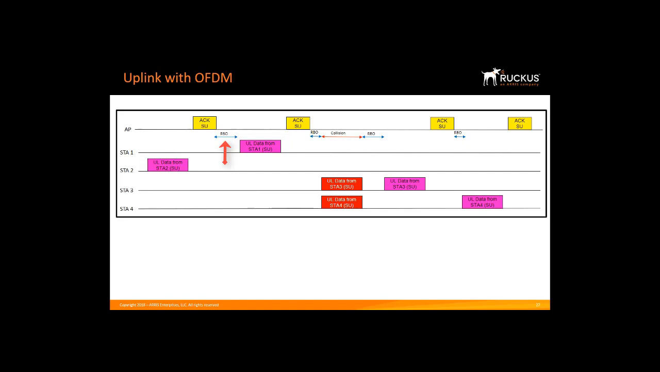Then all the client devices do a random backoff, as that's the way the standard works. Then another device wins the medium, and in this example, Station 1 wins the medium, and then transmits the data and the AP acknowledges it. Then all the clients do a backoff.